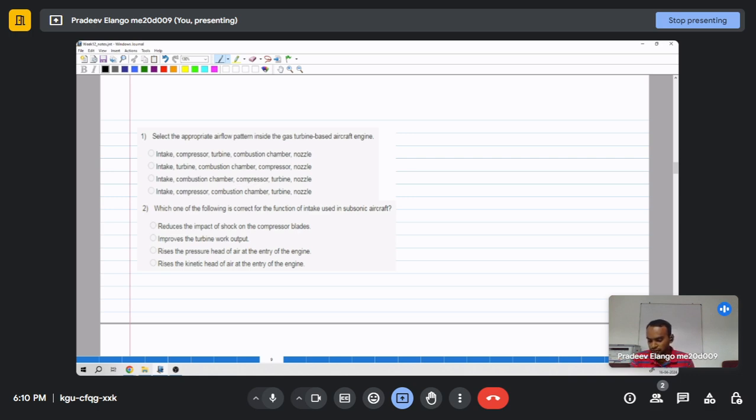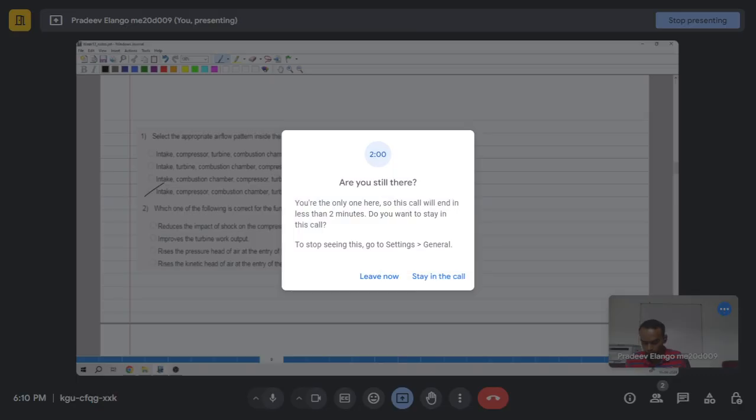Select the appropriate airflow pattern inside the gas turbine based aircraft engine. So first we will have intake and then compressor and then combustion chamber, turbine, nozzle. So D is correct.